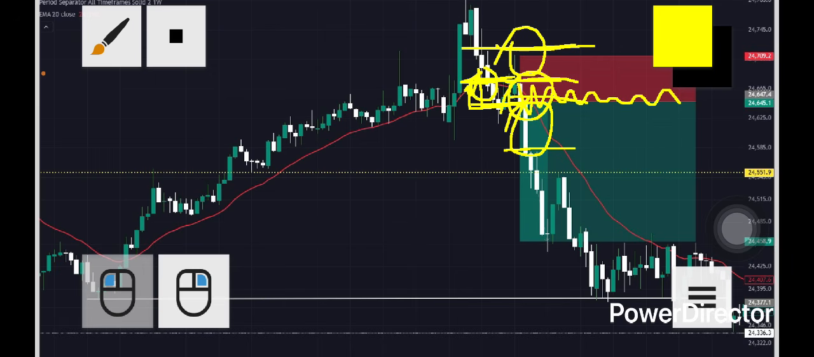Bonus points for anyone who can tell me what this drawing looks like, if it looks like anything to you, like a dragonfly or something like that.